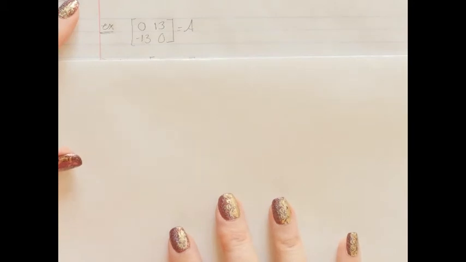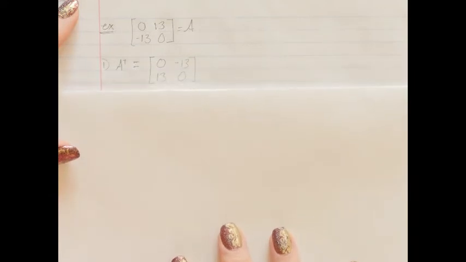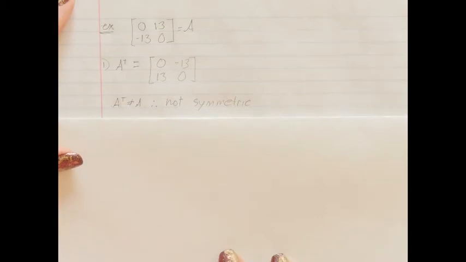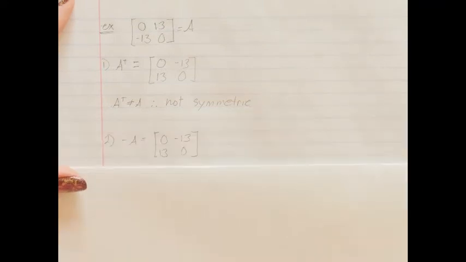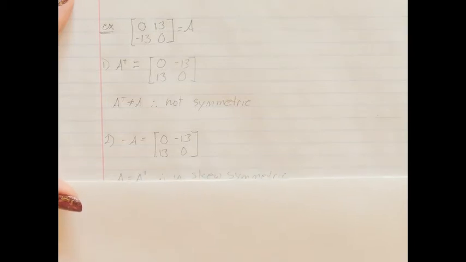Let's try another example. Here's matrix A. All right, lovely. A transpose. Rows became columns. Columns became rows. However it is that you want to say it. Much better. Thus we can say A transpose does not equal A. They look nothing alike, so it's not symmetric. If I do negative A, alrighty. Notice, guess what? Negative A equals A transpose. This is skew symmetric.